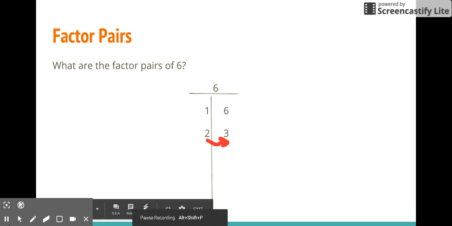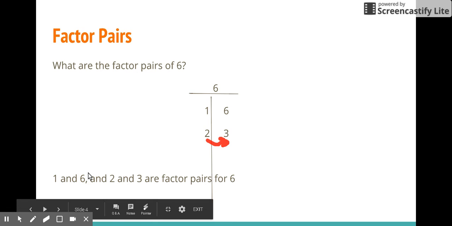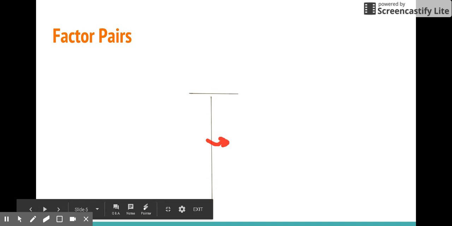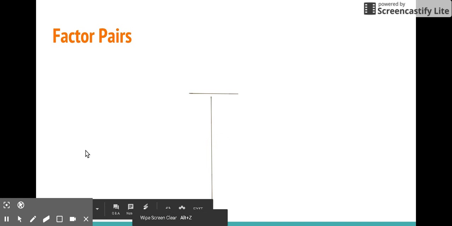Because of the work that I've done, I know now that 1 and 6 and 2 and 3 are factor pairs for 6. Let's go ahead and try another one together. What are the factor pairs of 12?